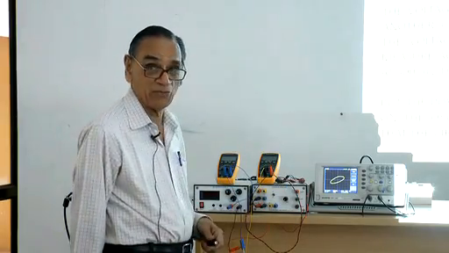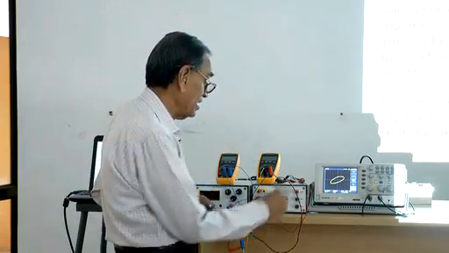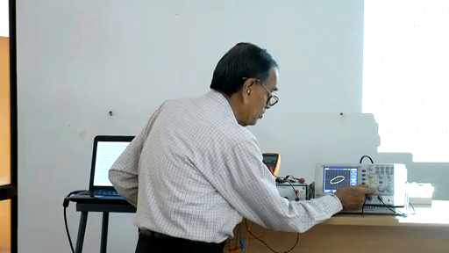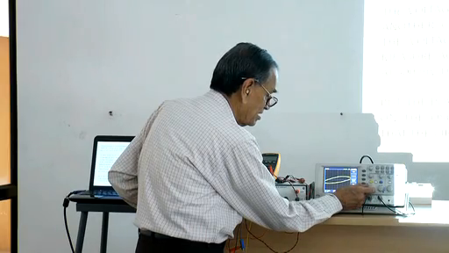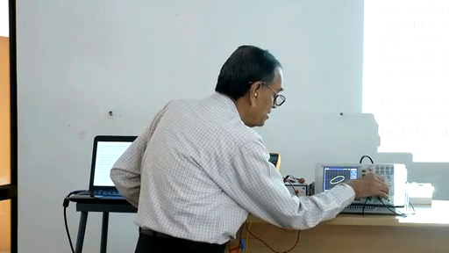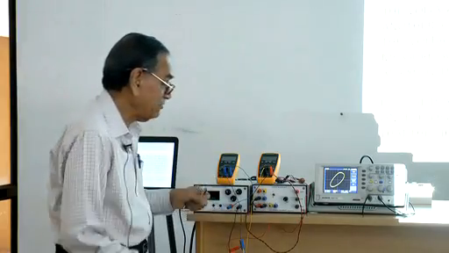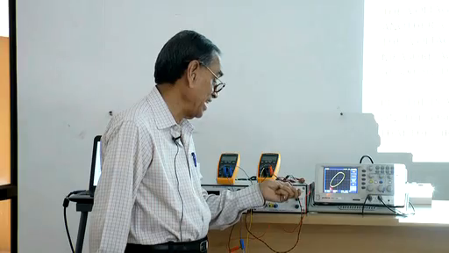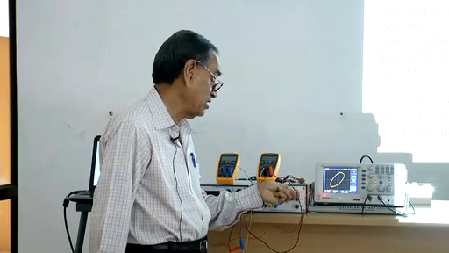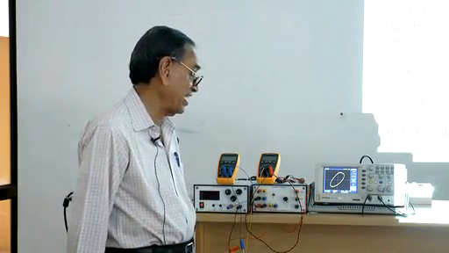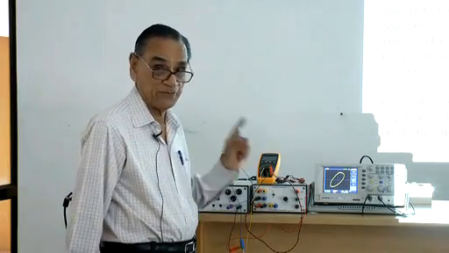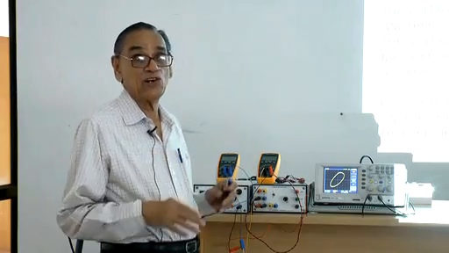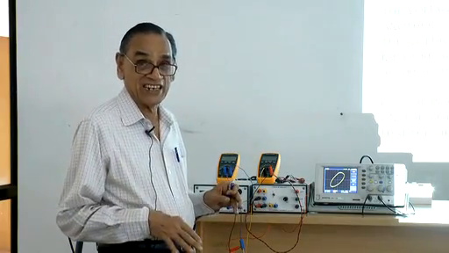At one point of the pot, you will see a loop appearing on the oscilloscope screen. I am changing the scale of X and Y. I have put X at 200 millivolts per division and Y at 500 millivolts per division. Now what does the loop mean? It means you are getting an AC voltage across C2, AC voltage across C1.